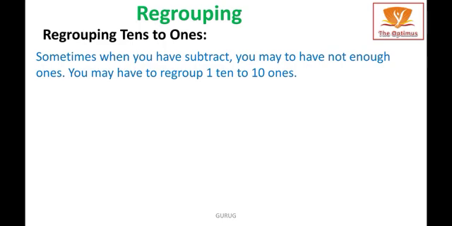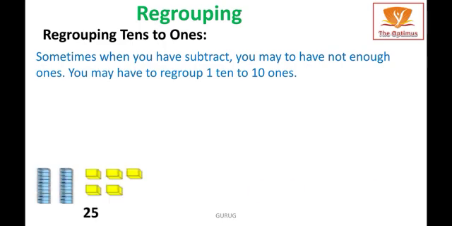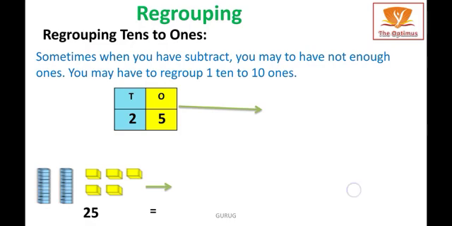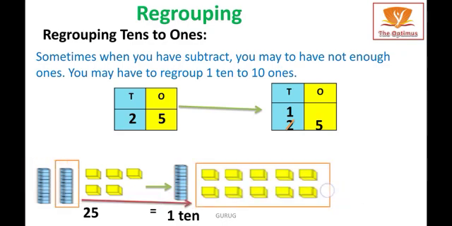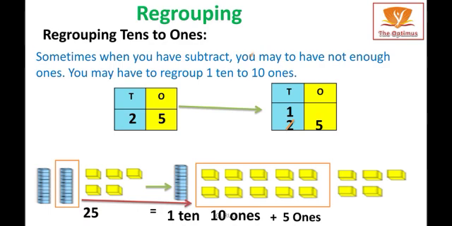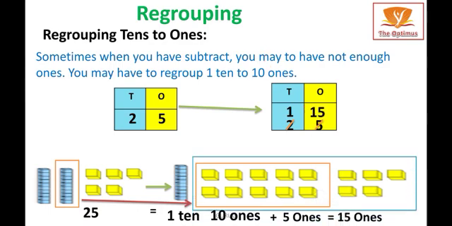Example: 25. I am going to regroup it in the place value chart. I have 5 ones and 2 tens, isn't it? From the 2 tens, I am going to regroup 1 ten plus 1 ten. Dear kids, we know 1 ten means 10 ones, isn't it? This 10 ones I am going to combine with the 5 ones, so it becomes 15 ones. Therefore, 25 regrouped equals 1 ten plus 15 ones.